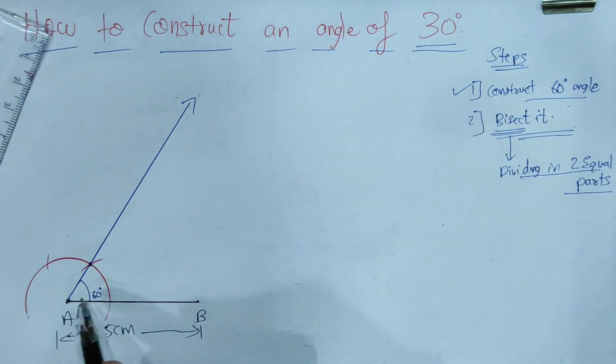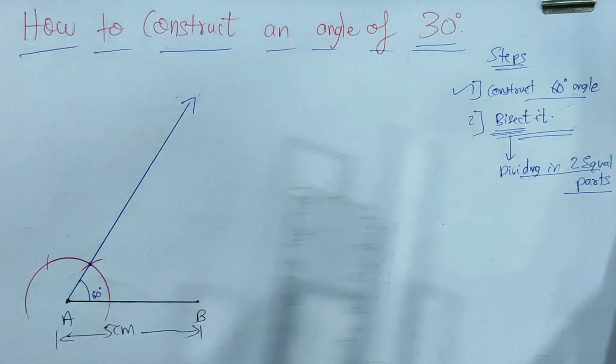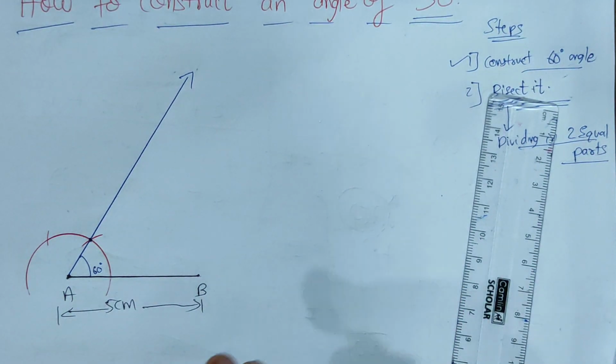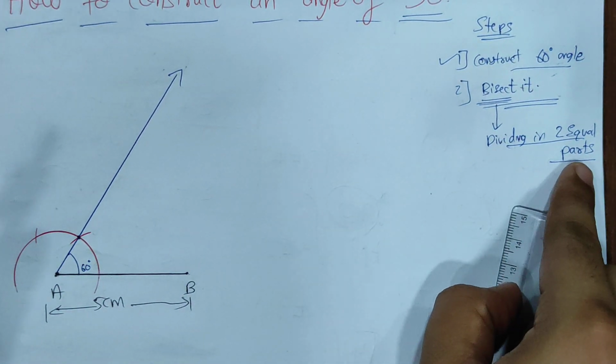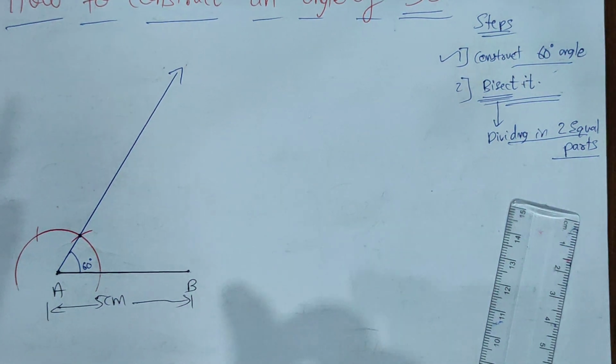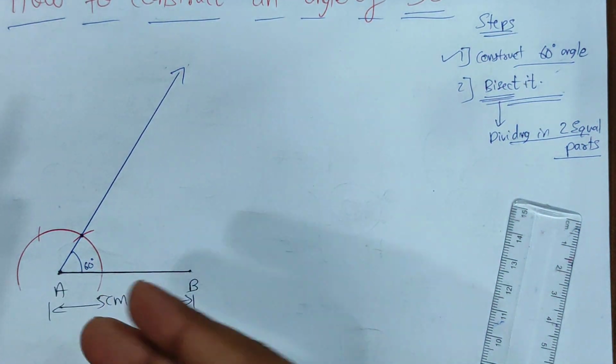Now bisect it. How to bisect it? Pay attention. Each and every step I will be teaching you. Bisect means to divide it into 2 equal parts. Understanding, all of you? So if I divide 60 into 2 equal parts, it will be 30.